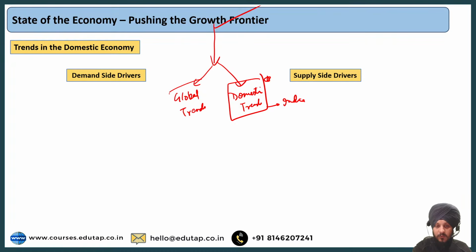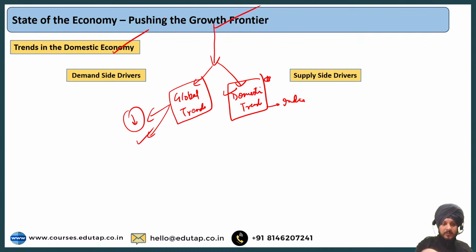And after that we are going to put some light upon the global trends also, although this global trend is lesser important as compared to the domestic trend, but still we are going to see it so that you get a better clarity. Now let us talk about the trends in the domestic economy.